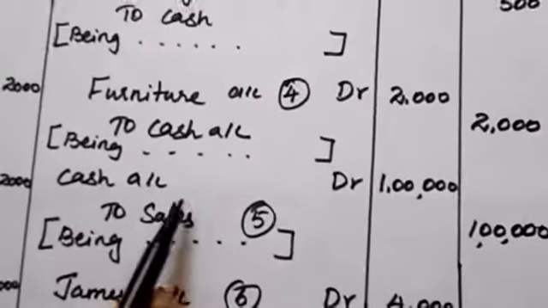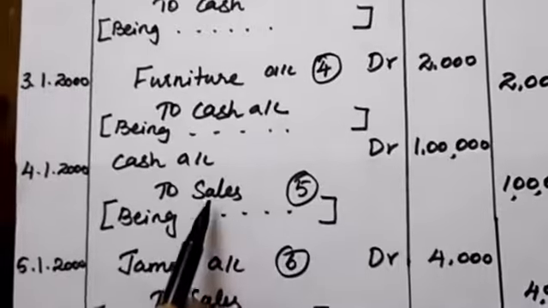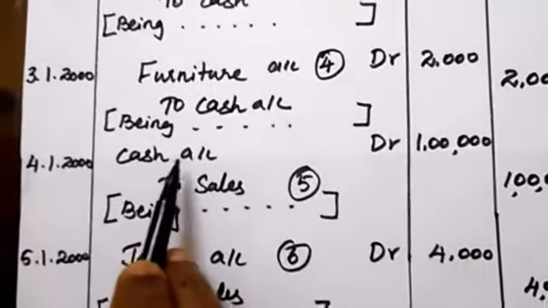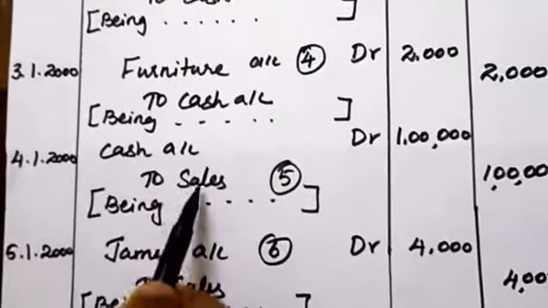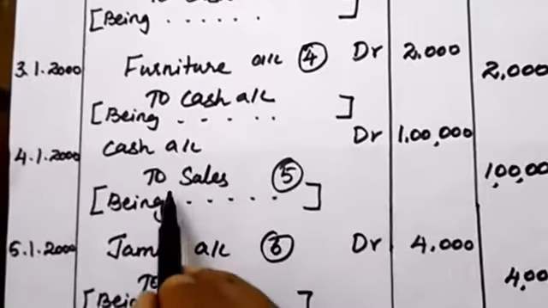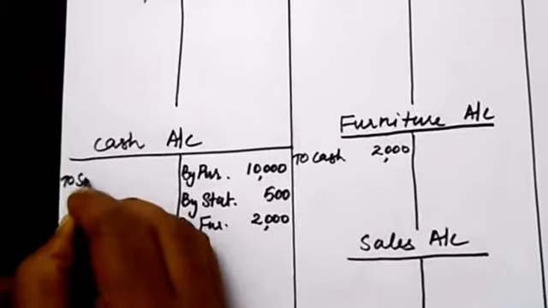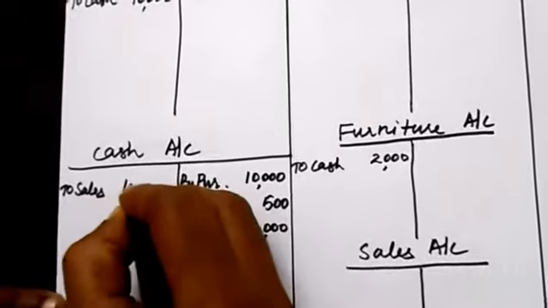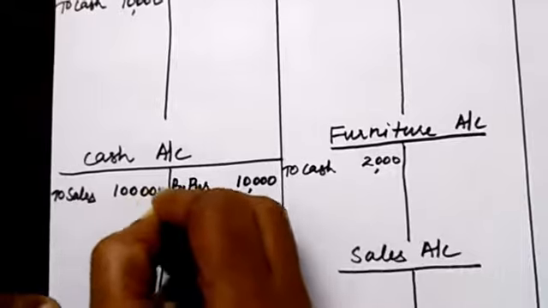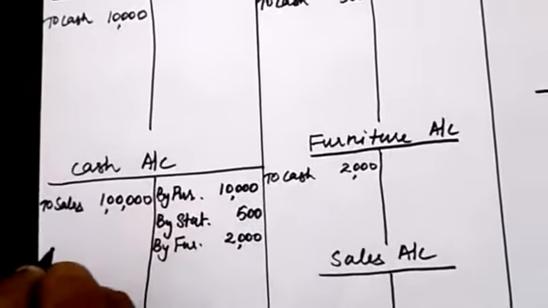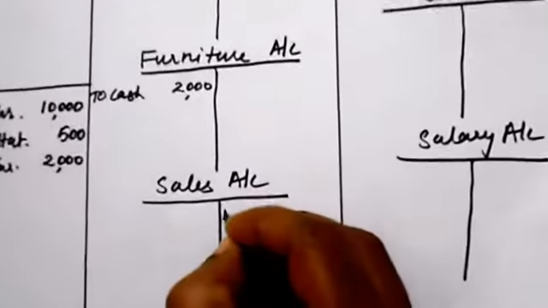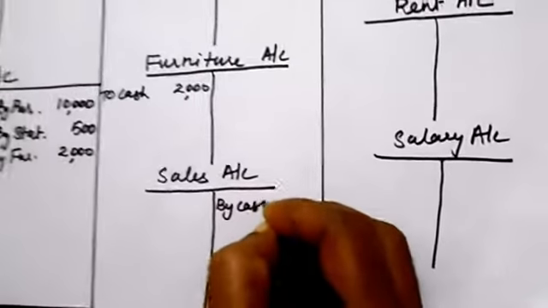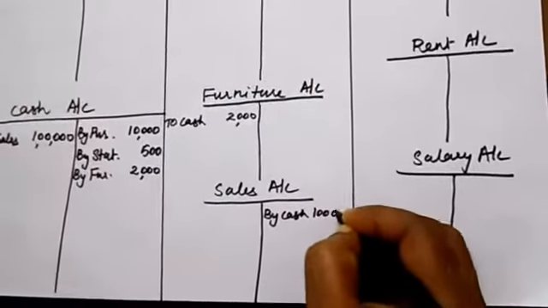Next journal entry, cash account data to sales. Enter sales under the cash book and enter cash under the sales book. So first enter sales under the cash book. Cash account data to sales, debit side, 1 lakh. Now next, the sales account, opposite side, by cash, 1 lakh.